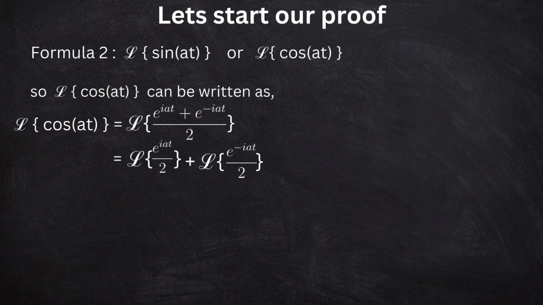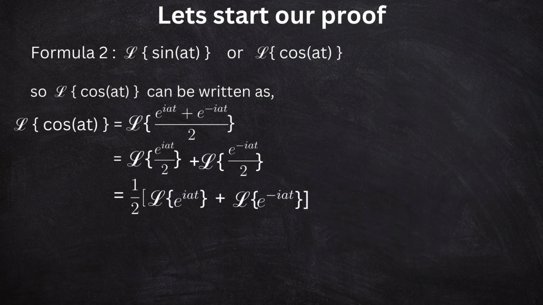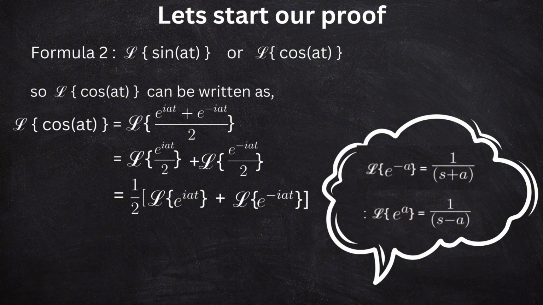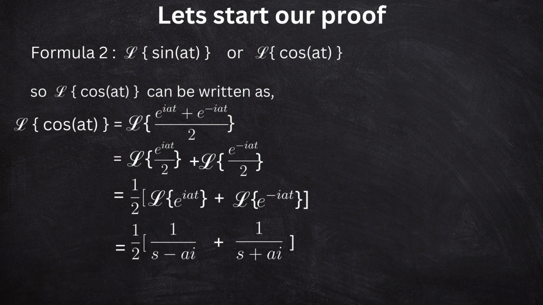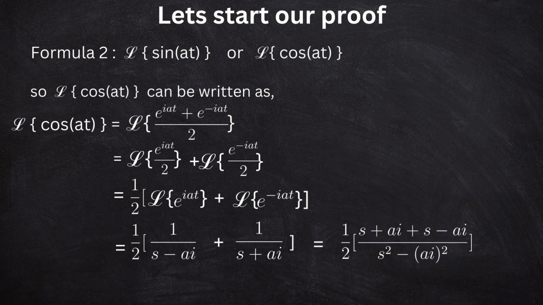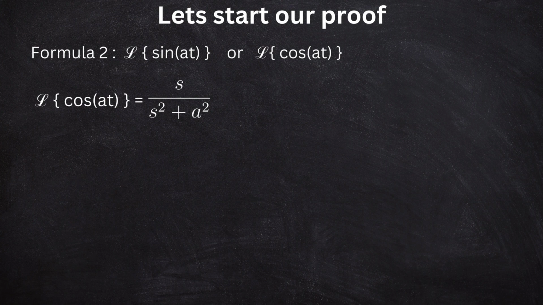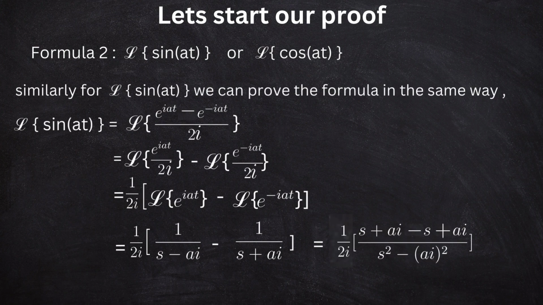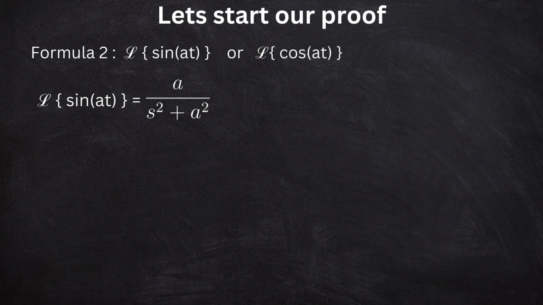After taking 1 by 2 out of the Laplace, we see a familiar function whose Laplace is known. It's the formula 1, e to the power at and e to the power minus at. Using formula 1 and doing some simplification we will get our required solution. Laplace of cos at equals s over s square plus a square. Similarly, we can deduce the formula of sine at. Now let's move on to the next formula.